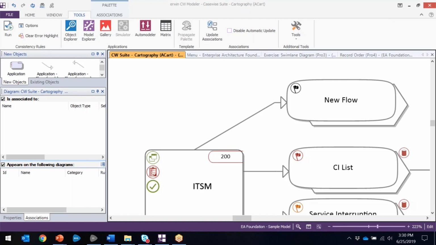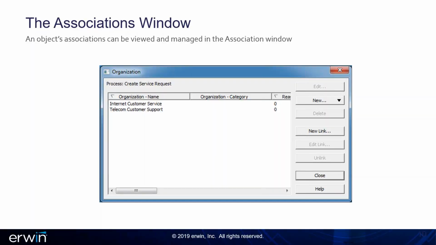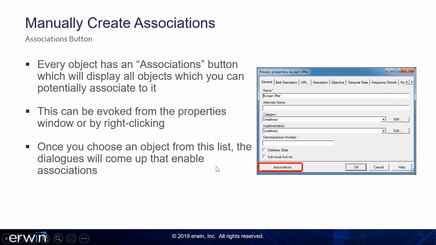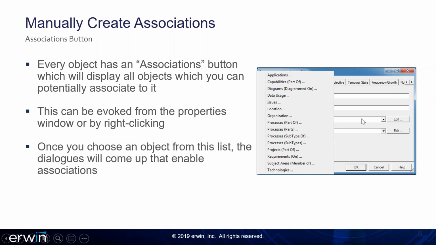Another way to create associations is manually. In order to manually create an association, you simply click on the properties of the object. So in this case, it's a process, and then the associations button. Every object has an associations button that will take you to the associations that have been created in the meta model. So if you're not doing an association via a swim lane or an association connector, this is the other basic way to do it through CW Modeler.